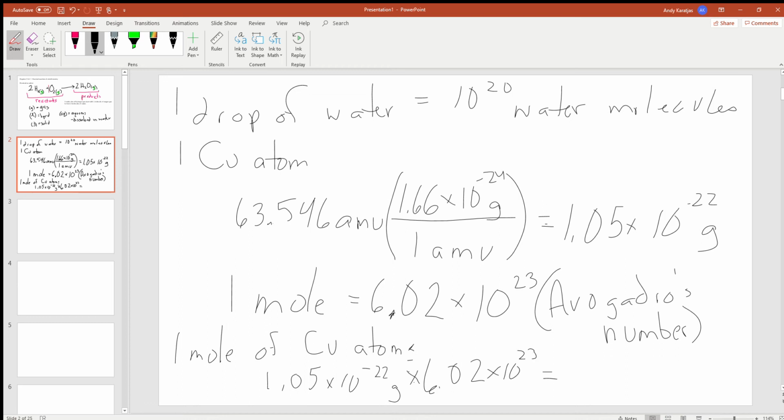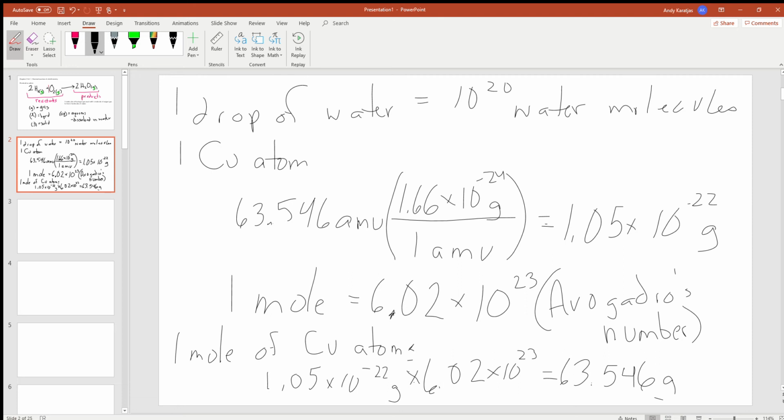So we're saying what would happen if we have 1 mole of copper atoms? So we calculate that out. We get 63.546 grams. Or in other words, 1 mole of copper is equal to the number of grams that we find on the periodic table.